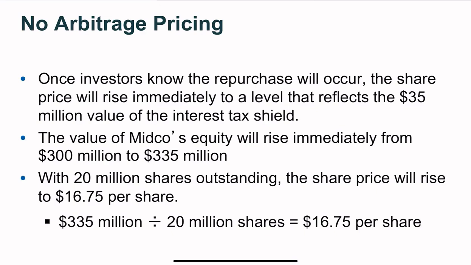So how do you calculate this higher stock price? Well, it's actually very easy. After the firm announces it wants to do a leverage recap, all shareholders will understand the firm's value will increase from $300 million to $335 million. And the firm has not made its repurchase yet. So it still has 20 million shares outstanding. Now the share price would be 335 divided by the total number of shares, which is $16.75.